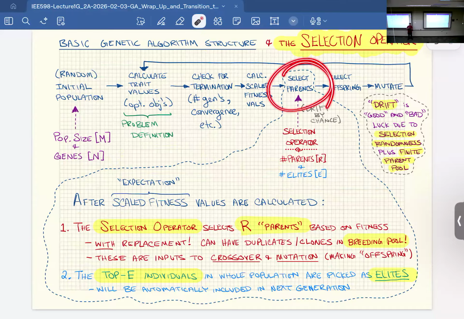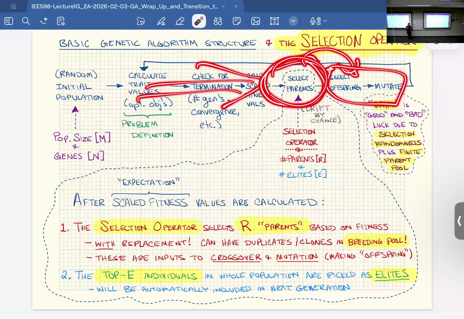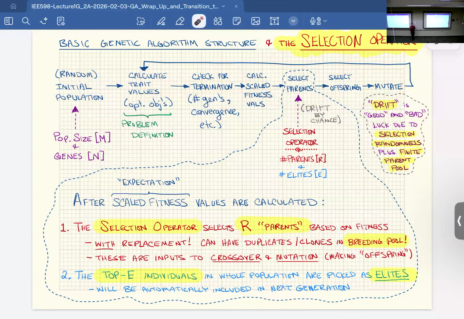The selection operator we talked about last time. So here's your basic GA structure. You've got this incoming population from the previous generation. You've got to figure out who the parents are that seed the next offspring in the next generation, and that selection operator is what does that. So we talked about 3 different selection operators: fitness proportionate selection, which is a very popular one and tends to be an intuitive one where people's minds go, ranking selection, and tournament selection.